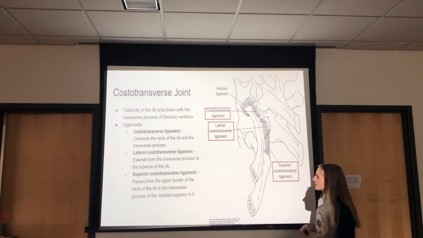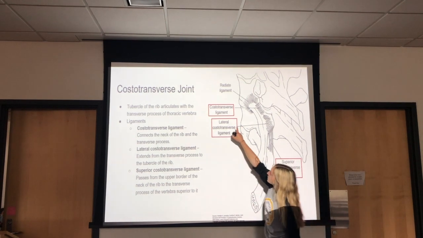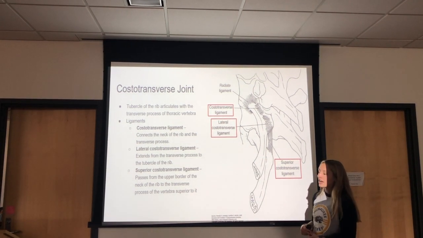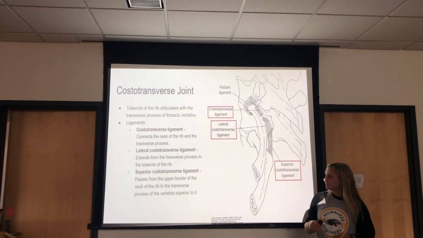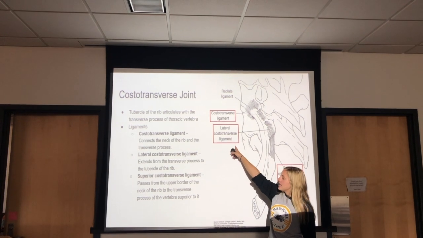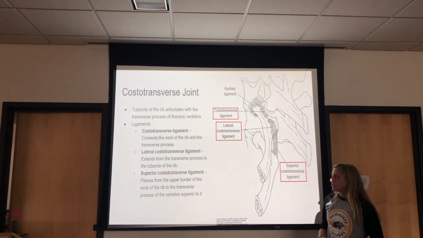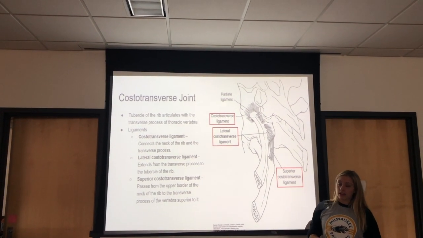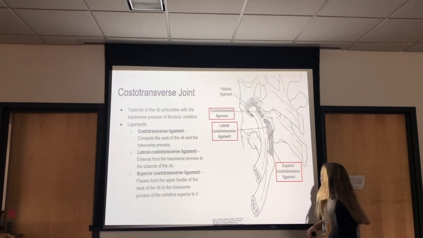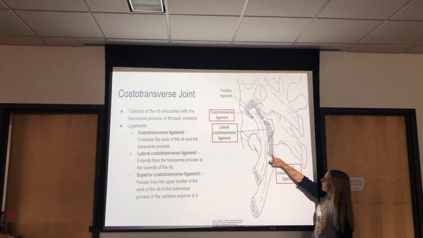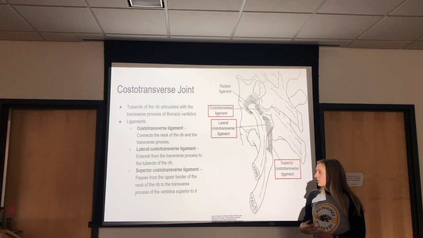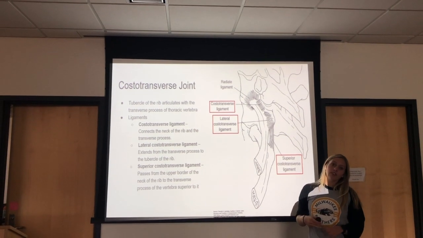The first one is the costotransverse ligament, and that is going to be shown here. That connects the neck of the rib and the transverse processes together. The next is going to be the lateral costotransverse ligament. That extends from the transverse process to the tubercle of the rib. And then lastly, we have the superior costotransverse ligament, which is going to be shown down here or here. And that passes from the upper border of the neck of the rib to the transverse processes of the vertebrae superior to it.